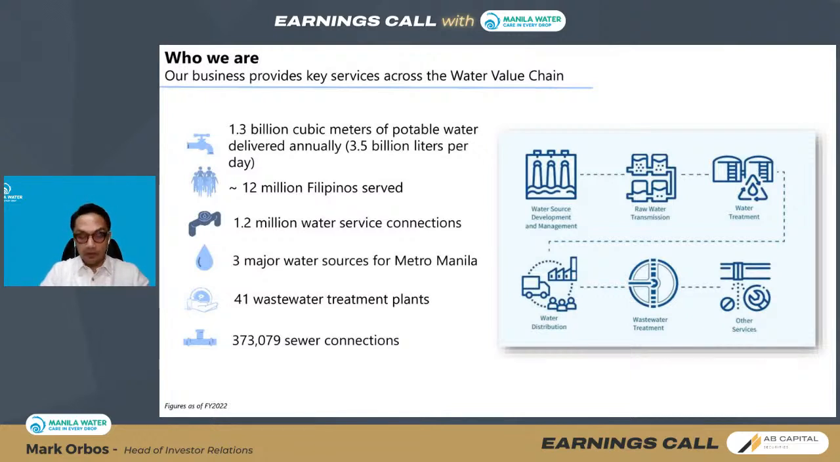From our beginnings in the East Zone in 1997, we have steadily grown our customer base and continued to work towards the efficiency of our operations. In the course of our existence, we have reached the following milestones, as you can see here. We have delivered 1.3 billion cubic meters of potable water and served 12 million Filipinos in Metro Manila and other municipalities in the country combined.